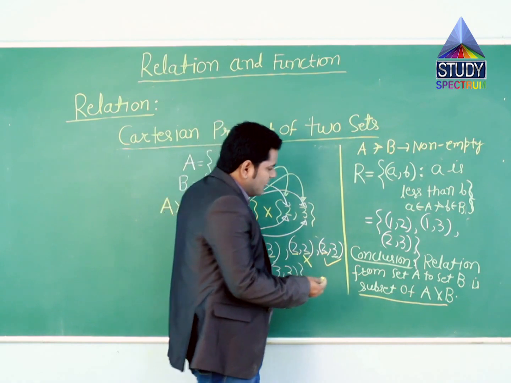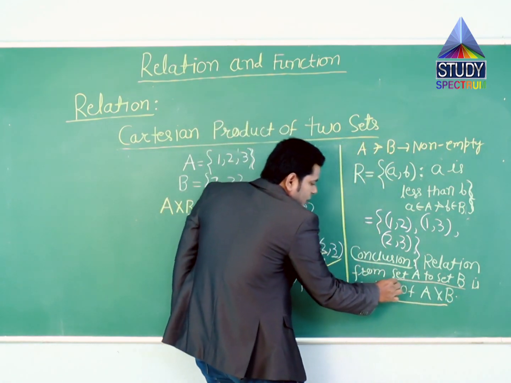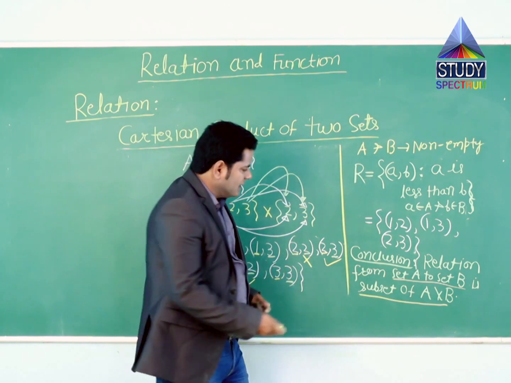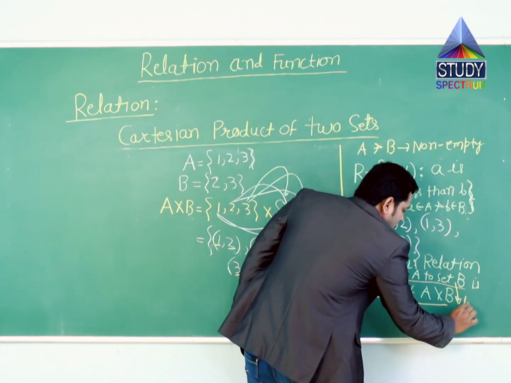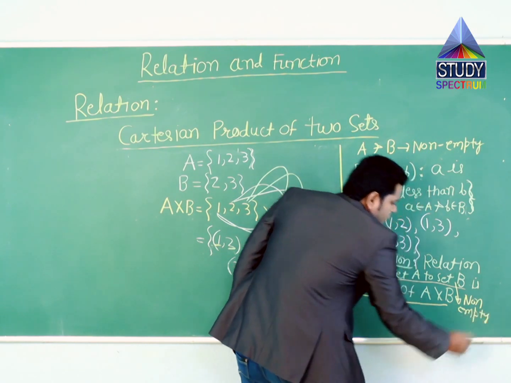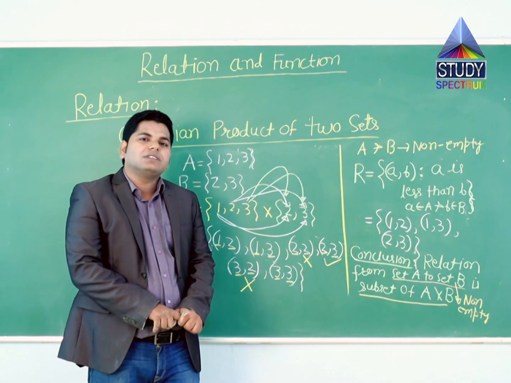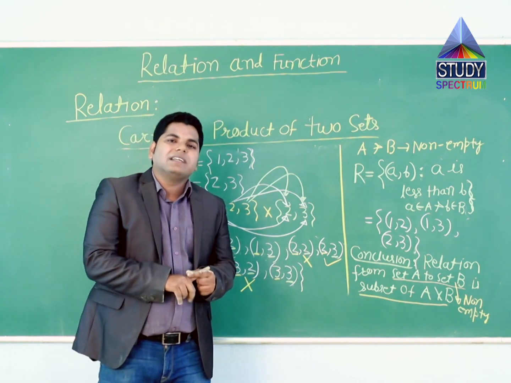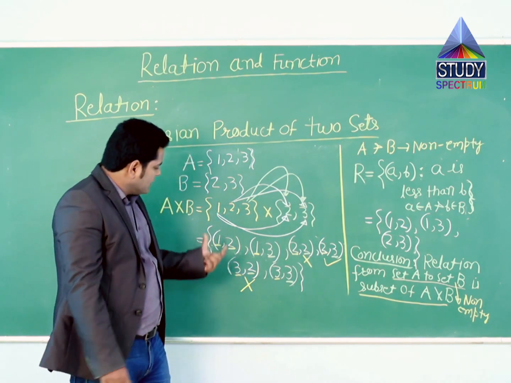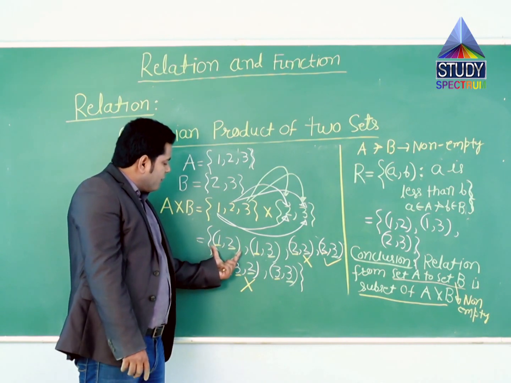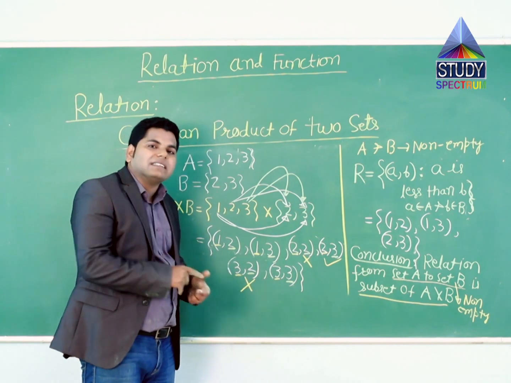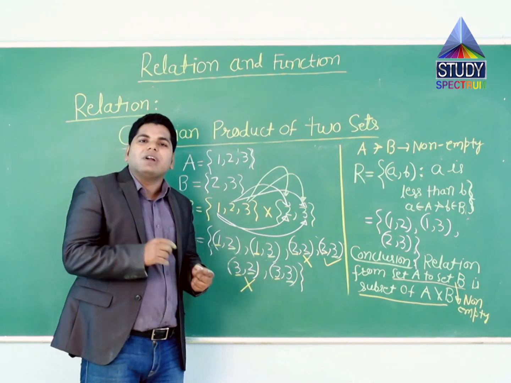And the second thing, for a relation from set A to set B, both sets should be non-empty. Why should we have non-empty sets? Because if either one set is an empty set, then we will not find any order pair. In any order pair, the first component is taken from one set and the second component is taken from the second set. If either one set is empty, we will not get any order pair.